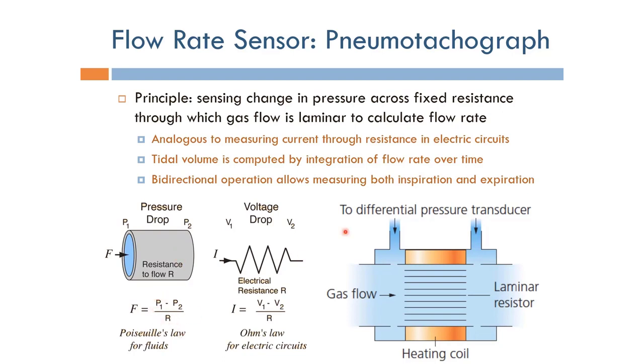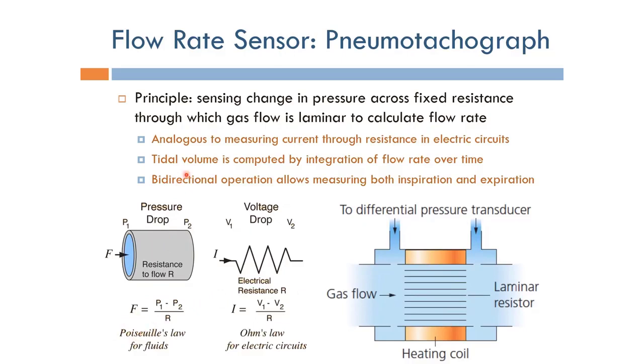And when we know R, when we construct a sensor with a known laminar resistance, we can compute the flow as the difference between the two pressures. We have two pressure sensors, right? One here and one there across the laminar resistor. And the difference between these two pressures over the laminar resistor will give us the flow.